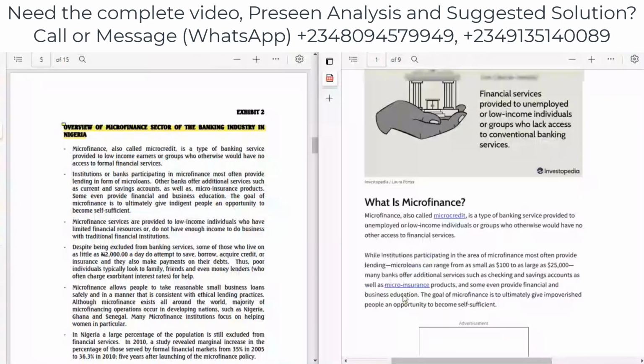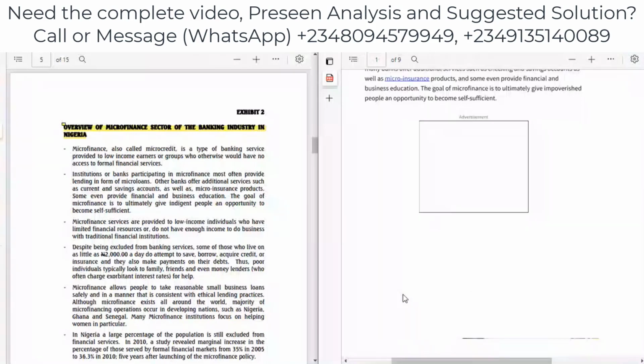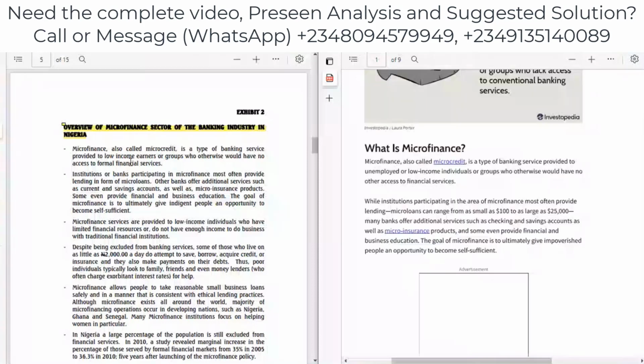It's from Investopedia. As you can see, microfinance is also called microcredit. It's a type of banking service provided to low-income earners or groups who otherwise would have no access to formal financial service. So, can you read this too? Microfinance is also called microcredit.